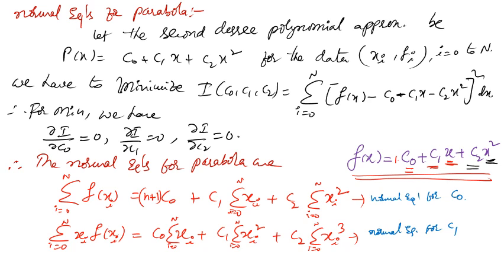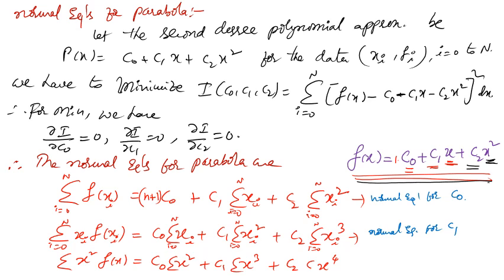x square. Multiply this entire equation by x square. So x square into f of x equals c0 into x square plus c1 into x cube plus c2 into x power 4. Then take the summation. Summation is only for x values, from i equal to 0 to n, xi.